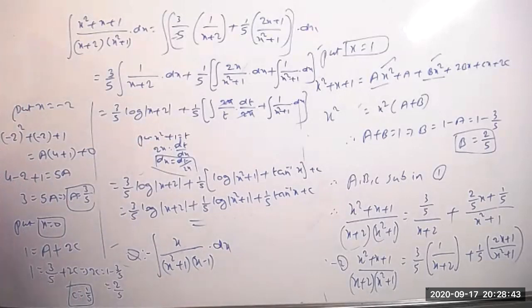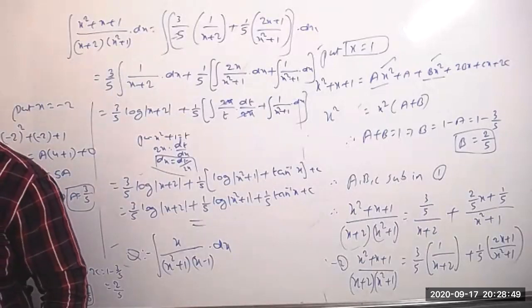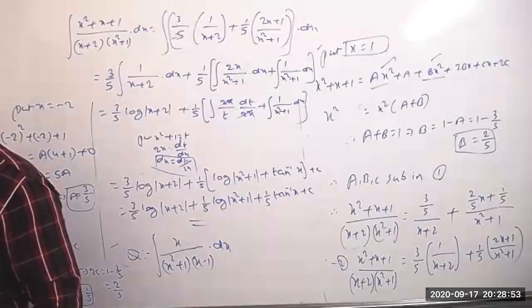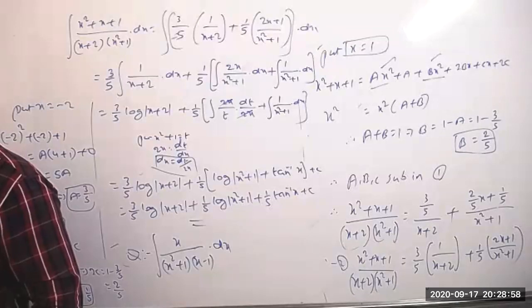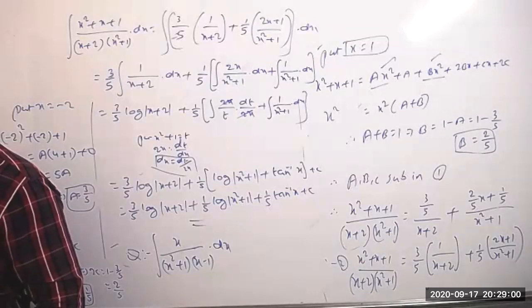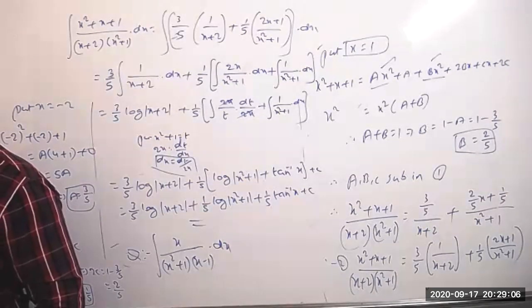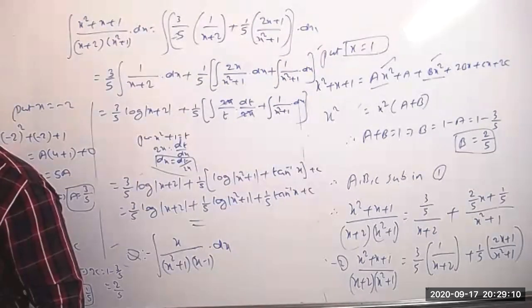Did anyone get the value of a? Please tell me. Minus 1 by 2 or plus 1 by 2? Minus 1 by 2. Very good. The value of b? 1 by 2. The value of c? 1 by 2. Very good. So b equal to c equal to 1 by 2 and a equal to minus 1 by 2.